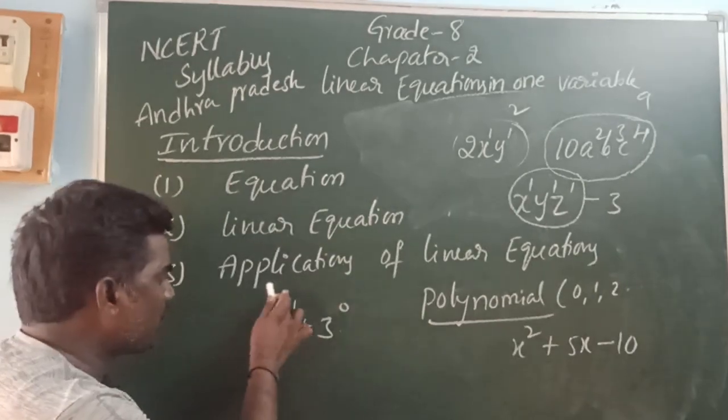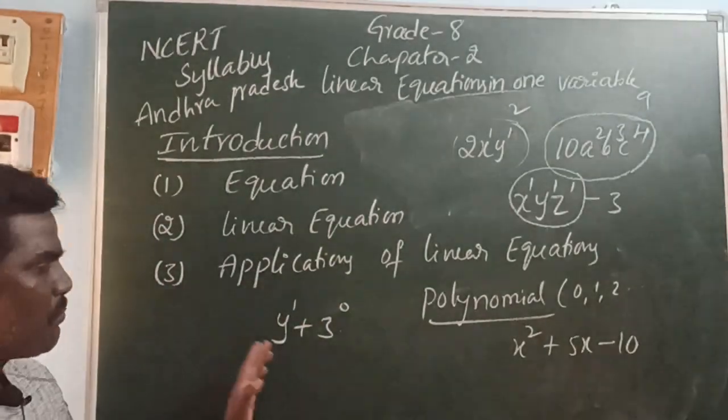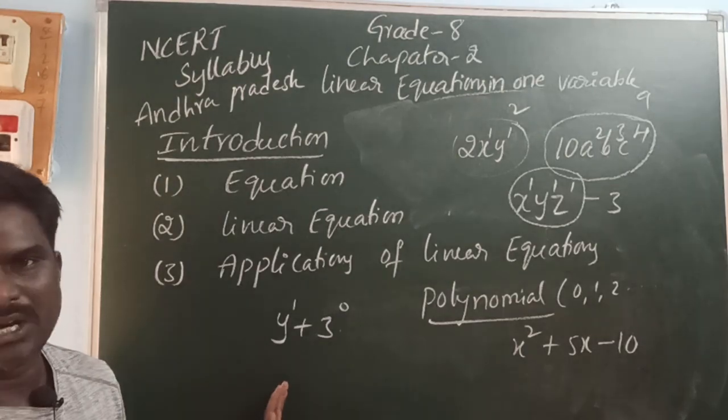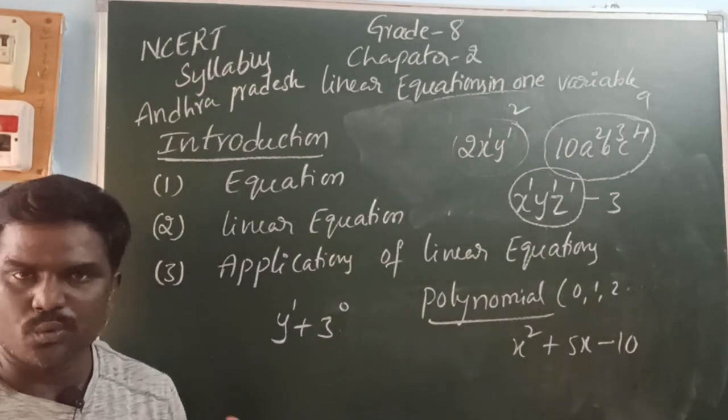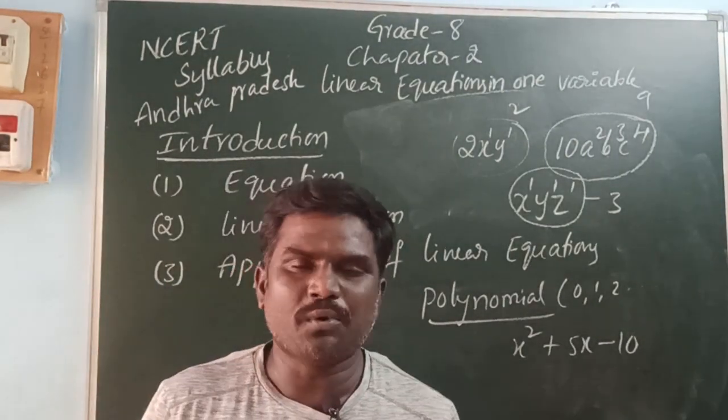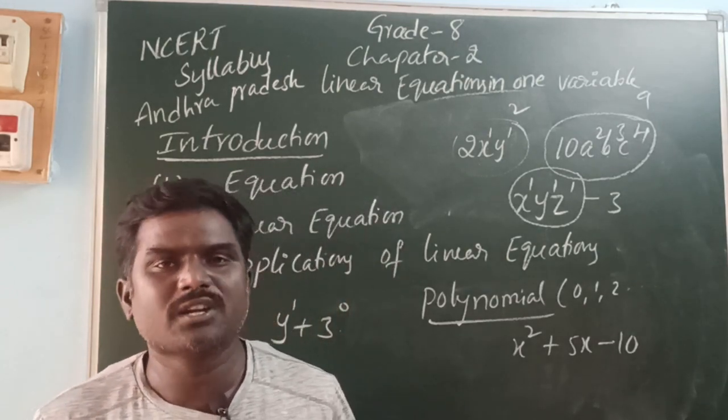Okay, the degree of the polynomial is 1. That polynomial is called what? Linear polynomial. Okay, if the degree is 2, that polynomial is called quadratic polynomial. If the degree is 3, that polynomial is called cubic polynomial.